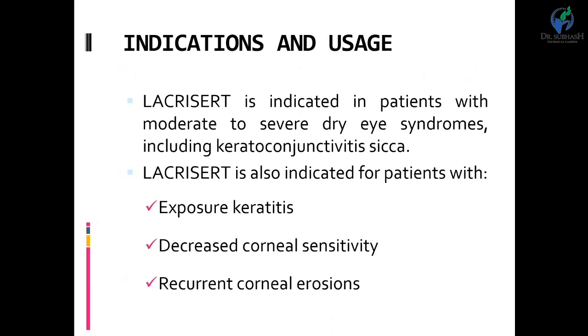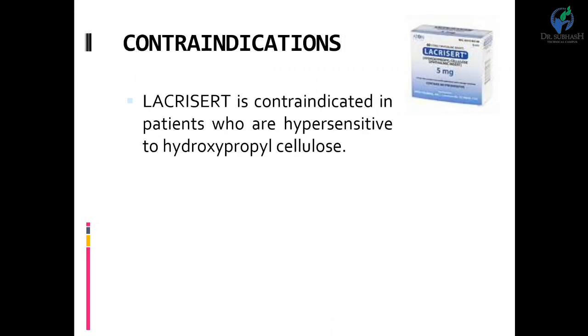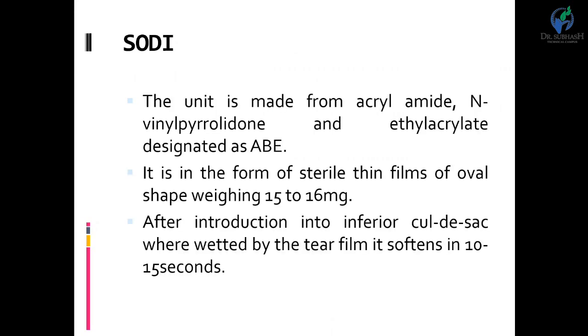Now the indication and use for the patient. It is indicated in patients with moderate to severe dry eye syndrome; at that time we have to use the Lacrisert. It is also indicated for patients with keratitis, decreased corneal sensitivity, and recurrent corneal erosions. Contraindications: patients who are hypersensitive to the polymer hydroxypropyl cellulose. For them it is contraindicated.